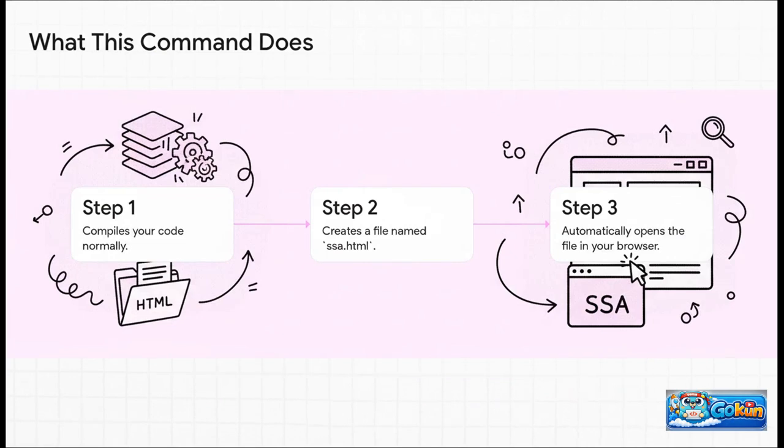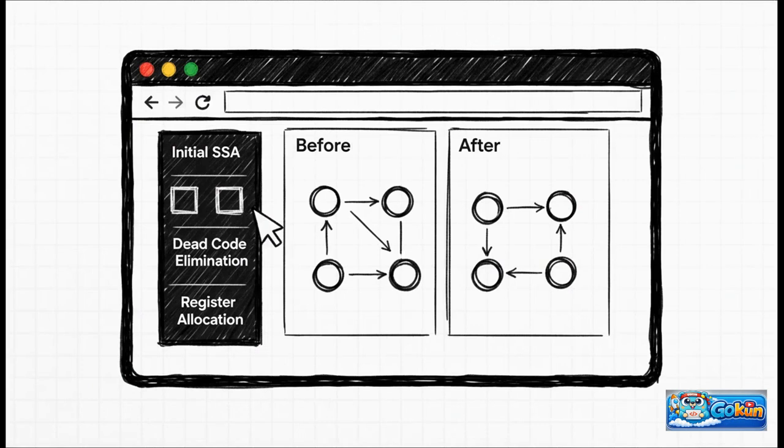The whole process is completely automatic. It compiles your code just like it always does, but as a side effect, it spits out this self-contained HTML file called SSA.html, and then boom, it pops right open in your web browser. There's no complicated setup or anything, it just works. And what you get is just incredible. It's a complete phase-by-phase breakdown of how your function gets transformed. You start with the initial SSA generation, and then you can literally click through every single optimization pass: dead code elimination, nil check removal, all of it. And for each step, you get this beautiful before and after view and a visual of that control flow graph we talked about. It is the ultimate way to see exactly how the compiler is making your code faster.